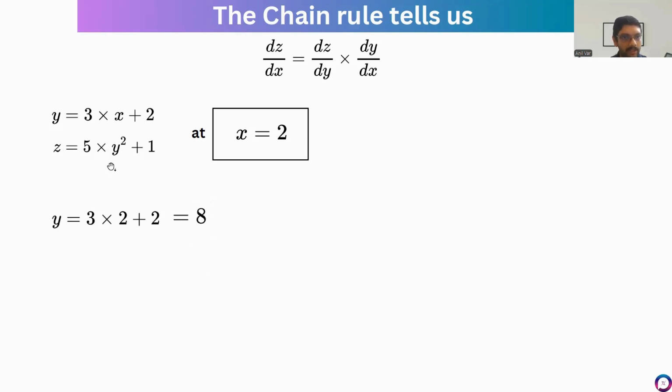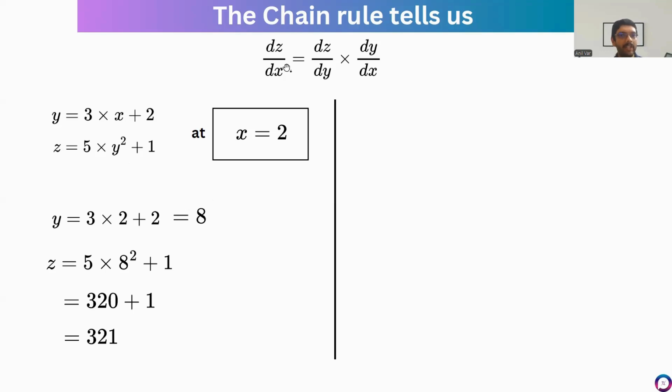You take this 8 and substitute it here to get z. So z is equal to 8 squared times 5 plus 1. 8 squared is 64. 64 times 5 plus 1. You can do the math. It's 320 plus 1, which is 321. Now what are we doing? We're saying I want the derivative. This is great. I've got z, but I want the derivative.